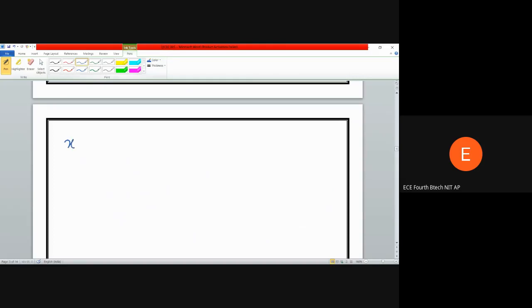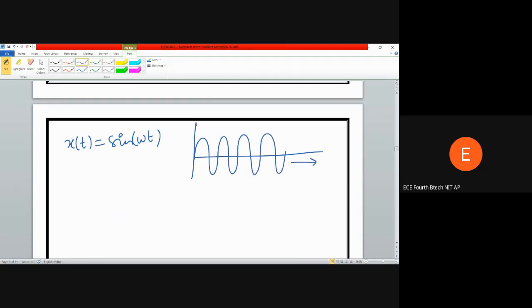X of t is equal to sine omega t. So if you try to plot the signal, this is the time axis, and this is x of t. The signal or the function is going to vary with respect to the time t. The x-axis is a time axis, so if time increases, the function also gets affected.